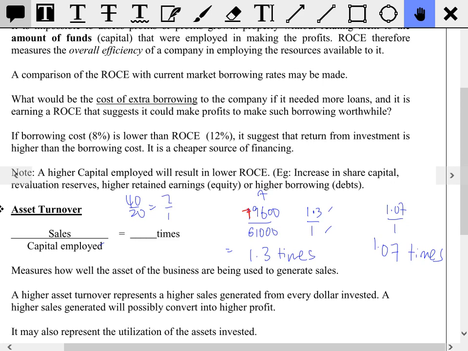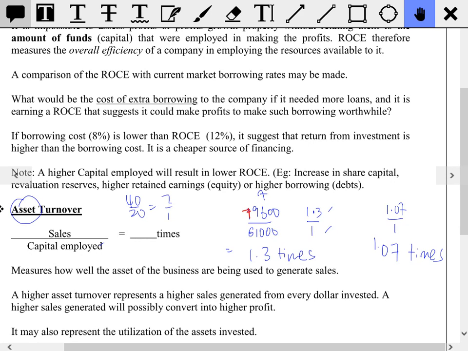Then you look at the name of the ratio here, asset turnover. You look at the formula, sales divided by capital employed, and it's called asset turnover. Are we confused now? Sales divided by capital employed, and it has got nothing to do with return, it is related to asset. Why?